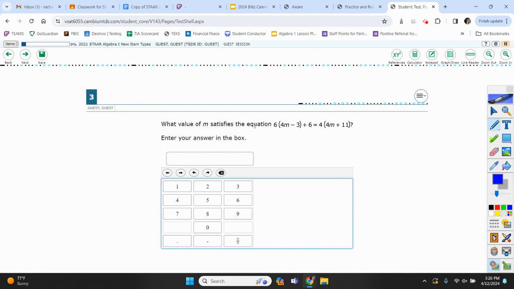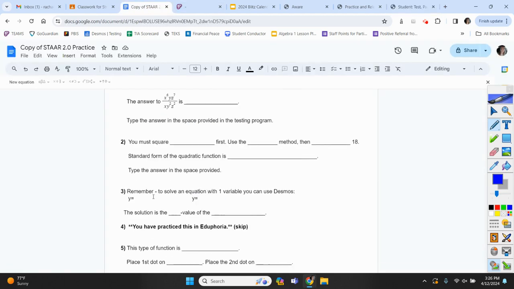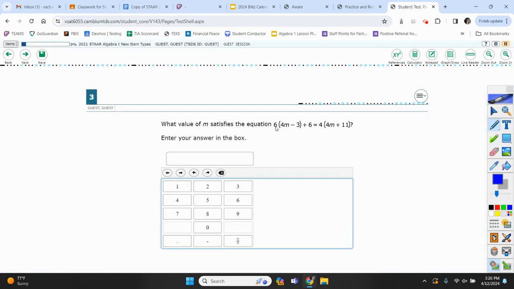Number 3, remember to solve an equation with one variable, because these are all just m's, you can use Desmos. So on your form here, you're writing y equals, this should be the left side of the equation, and y equals the right side of the equation. You're actually writing it in. So y equals 6 times 4m minus 3 plus 6. That should be one of your equations. And then y equals all of this.